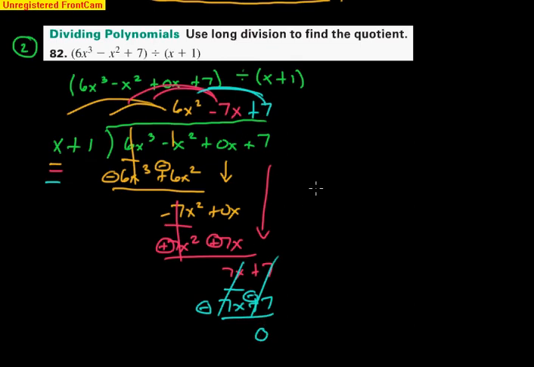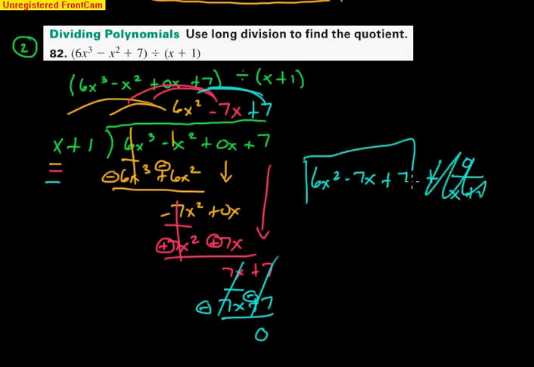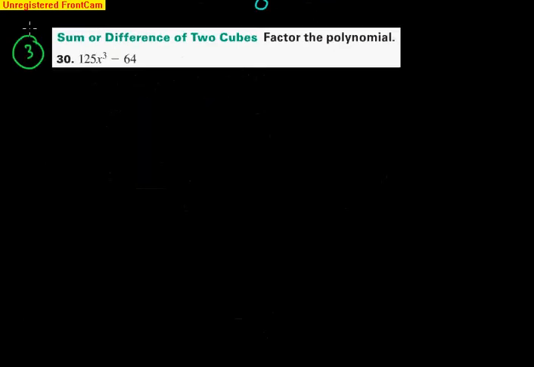So the main part of the answer is this top thing, 6x squared minus 7x plus 7. If you have a remainder, remember you add the remainder over what you divided by, but because your remainder is 0, that doesn't matter. And here's your answer, 6x squared minus 7x plus 7. Division.